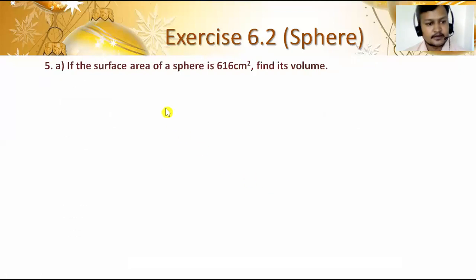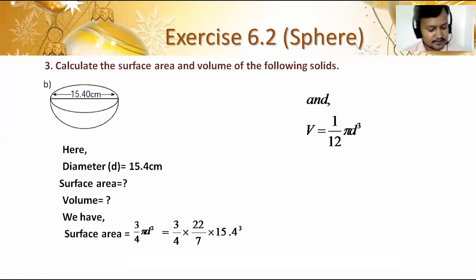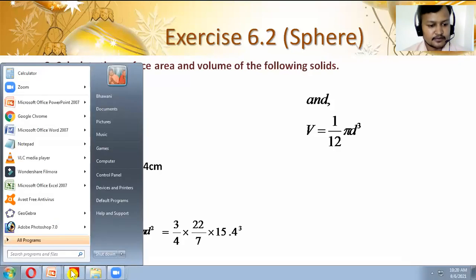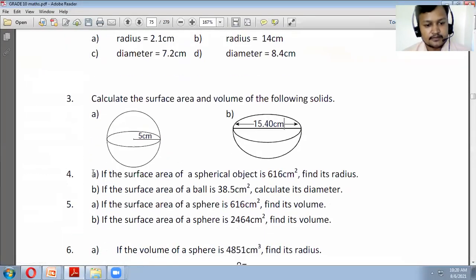Question number 5. Question 4 I left here for you. Let's check what is there in 4. If the surface area of a spherical object is 616 cm square, find its radius. We have to find out the radius by using the formula of surface area. Similarly, if the surface area of a ball is 38.5 cm square, calculate its diameter.